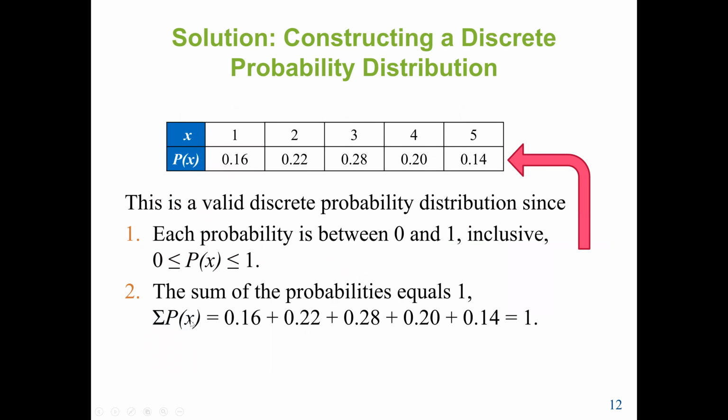The total probability, or the sum of all the probabilities of X, will be 0.16 plus 0.22 plus 0.28 plus 0.20 plus 0.14, and the total is 1. And also we can see that all the probability values are between 0 and 1. There's no value less than 0, and there's no value greater than 1.